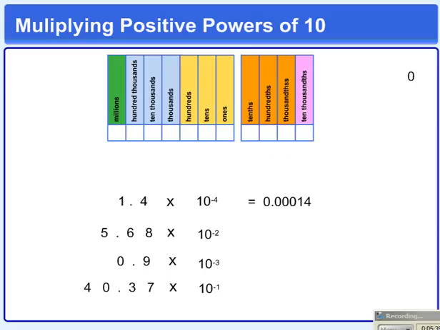Let's say if we take 5.68, same thing, you put your decimal where it is. Here we have 10 to the negative 2 power. 1, 2. Put our 0 placeholders in. Put our decimal in.